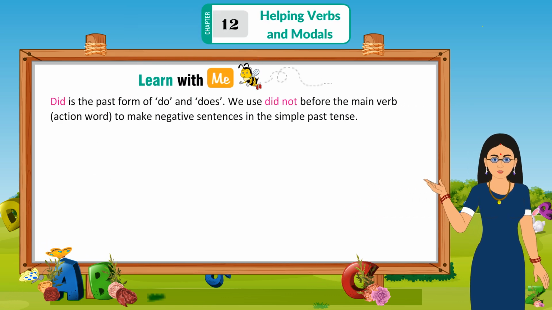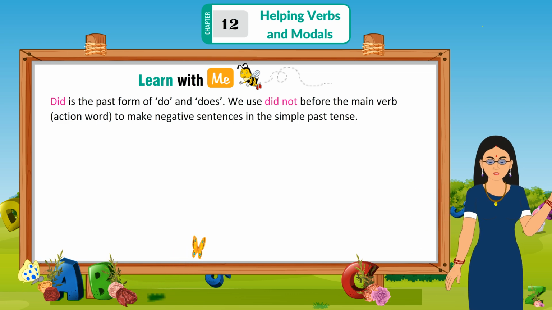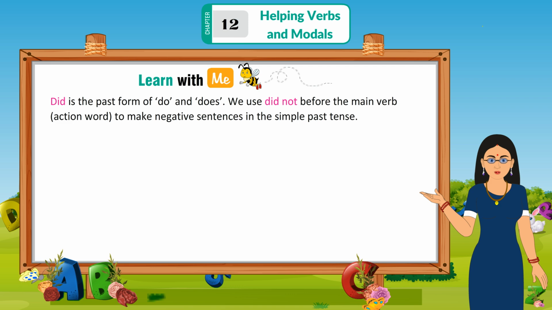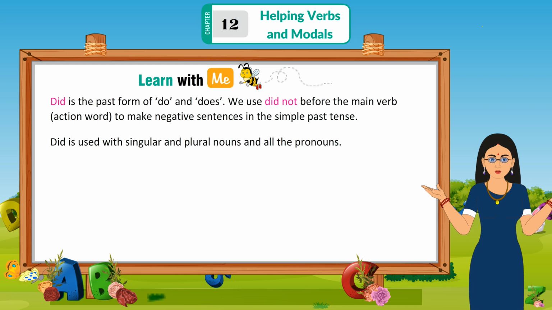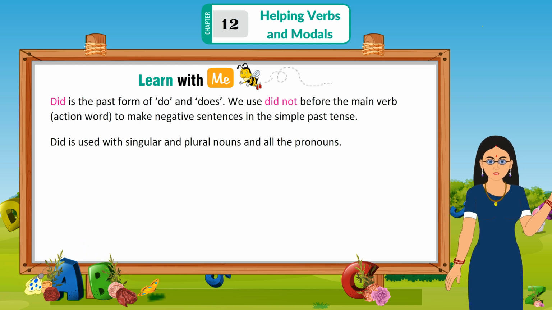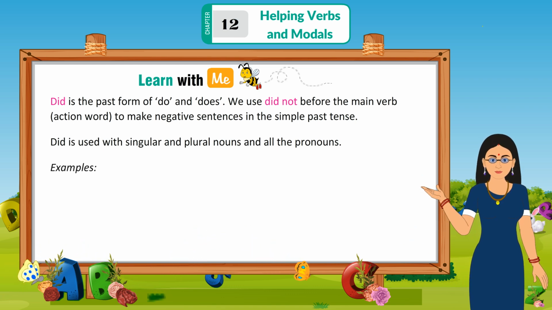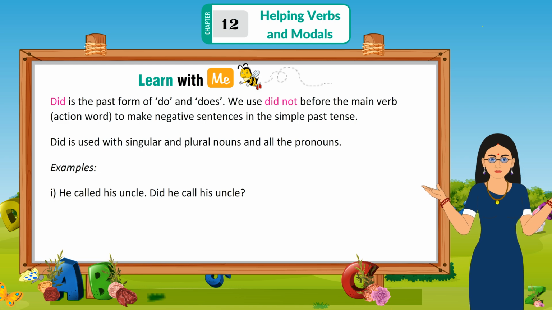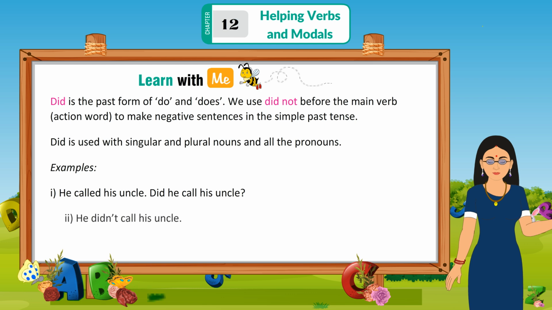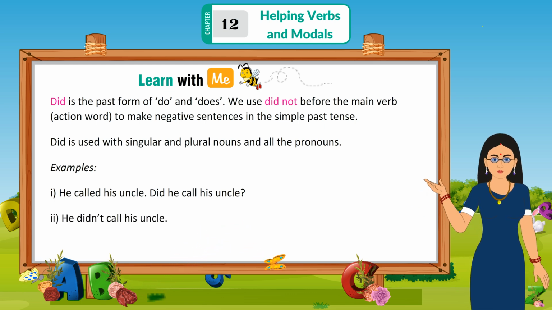Learn with me. Did is the past form of do and does. We use did not before the main verb, the action word, to make negative sentences in the simple past tense. Did is used with singular and plural nouns and all the pronouns. Examples: He called his uncle. Did he call his uncle? He didn't call his uncle.